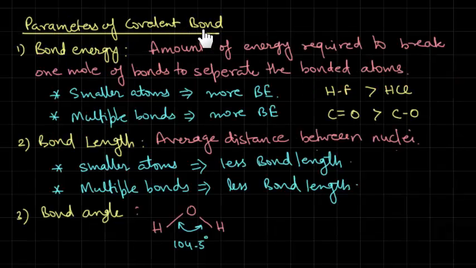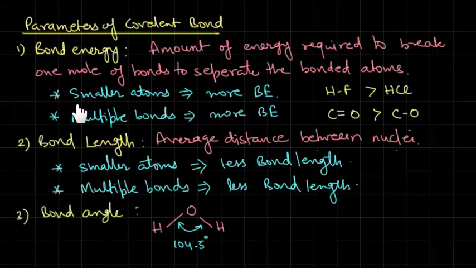Parameters of covalent bond. Bond energy. It is the amount of energy required to break 1 mole of bonds to separate the bonded atoms. So for example, you have HF, 1 mole of HF molecules. The amount of energy required to break all those HF bonds of 1 mole, that energy will be called bond energy. So it is the amount of energy required to break 1 mole of bonds to separate the bonded atoms.